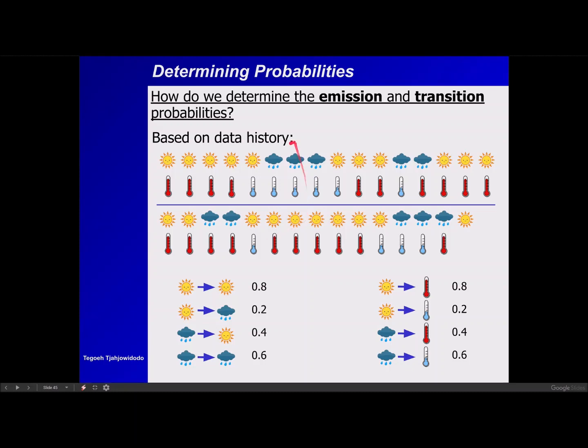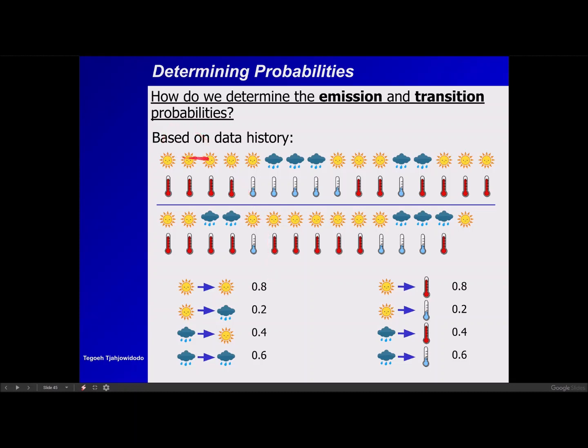So in this case, for instance, I collect 31 days. I have a history of 31 days. I collect how the weather was in these 31 days, in this 1 month. The first day is sunny, rainy, and so on and so forth. And at the same time also record the temperature reading, warm, cold, etc. And then from here we can derive the emission and transition probability.